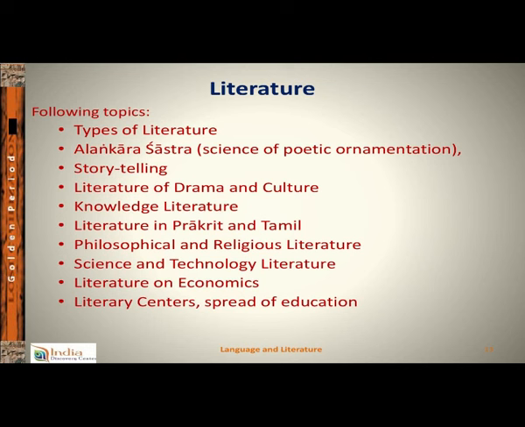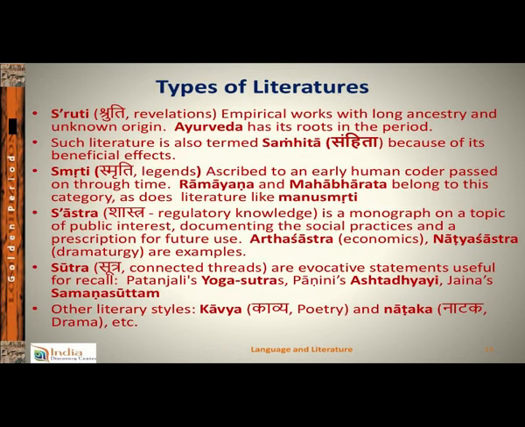Now, under literature, the second part. So these are the topics which I am covering. And there are different types of literature which I have listed here. So Shruti literature, there is a definition given, then Ayurveda, which is one of the texts, which is also called Shruti literature. The Samhitas are also called Samhitas because of their beneficial effects. Smriti literature is ascribed to the early humans and passed to us through time. Ramayana, Mahabharata and Manusmriti are the texts which were created at this particular point in time.